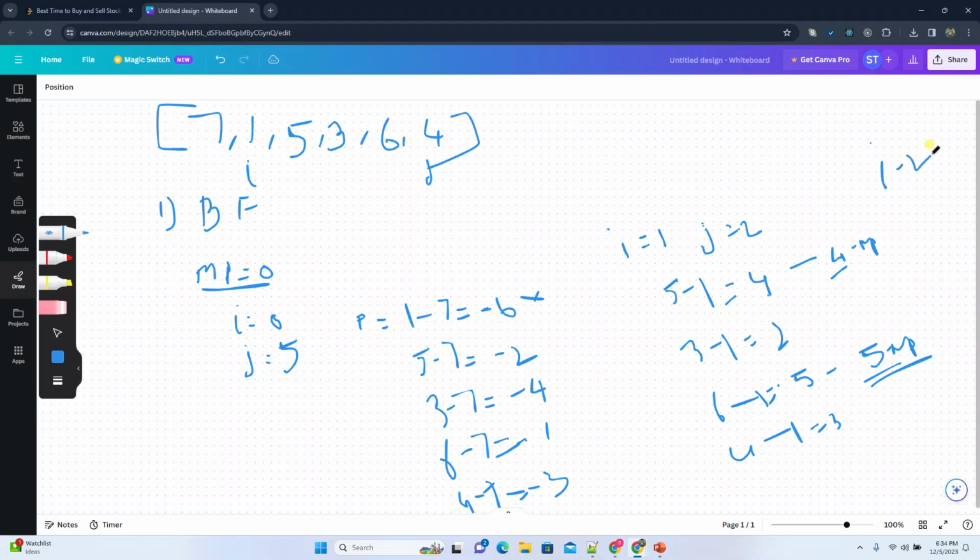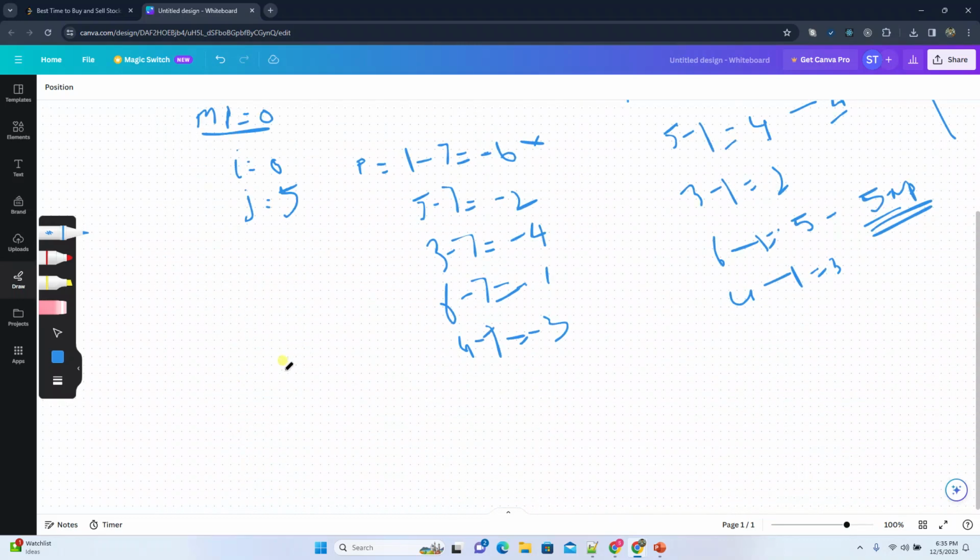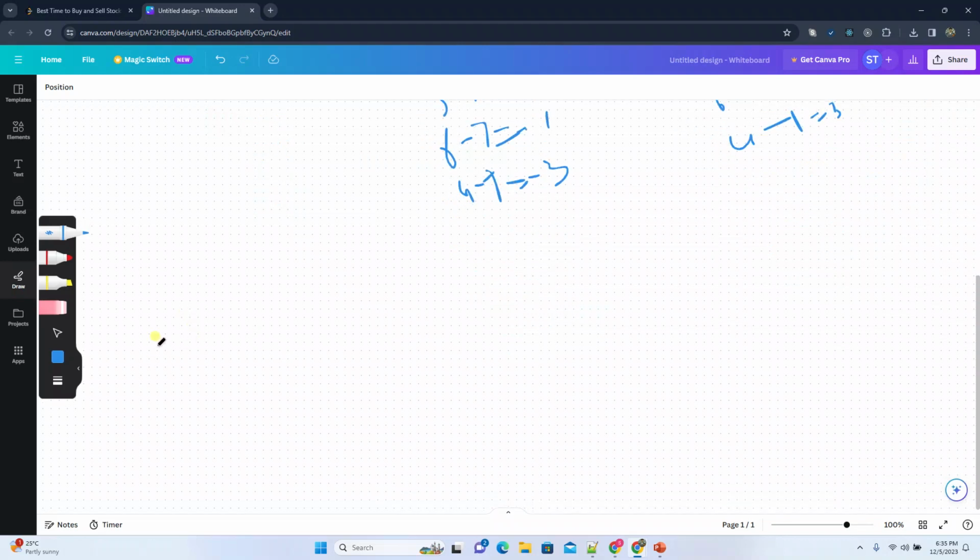So like that we will try to move with I equal to 2 and j equal to 3 onwards, like that we'll go, and finally we'll get the maximum value of 5 only. That's what we are getting. This is solution 1, and its time complexity will be O of n square. We'll talk about that while coding.